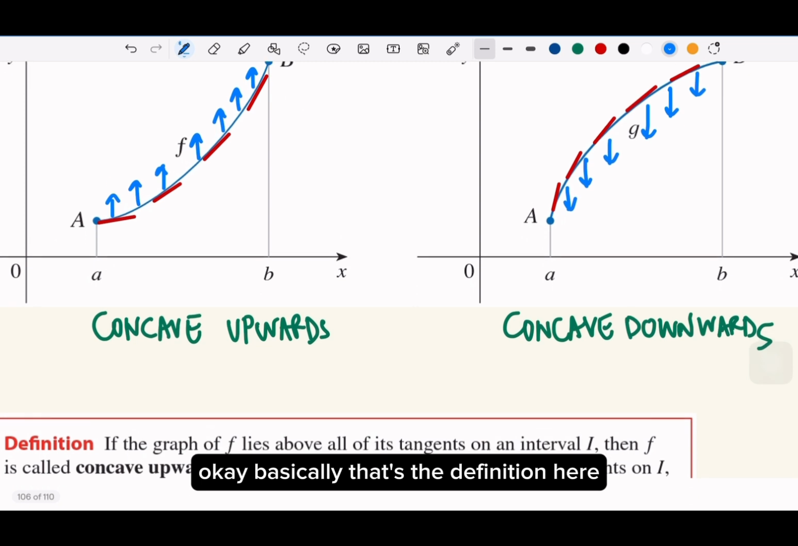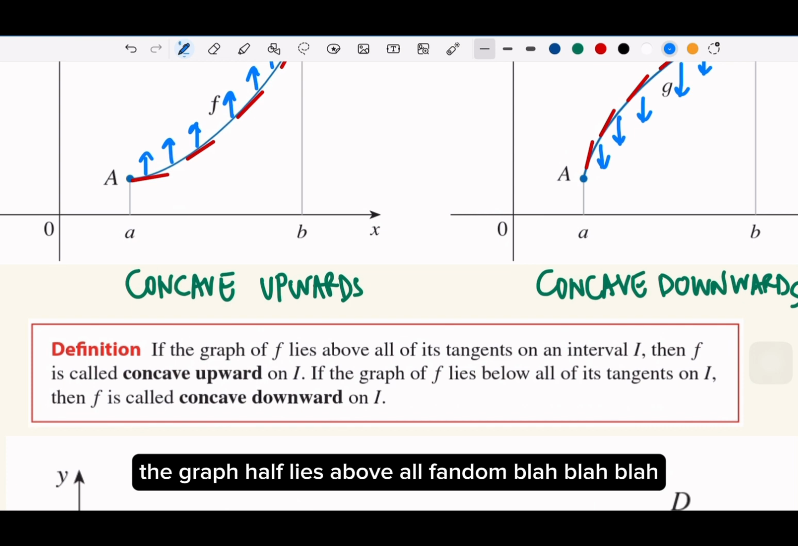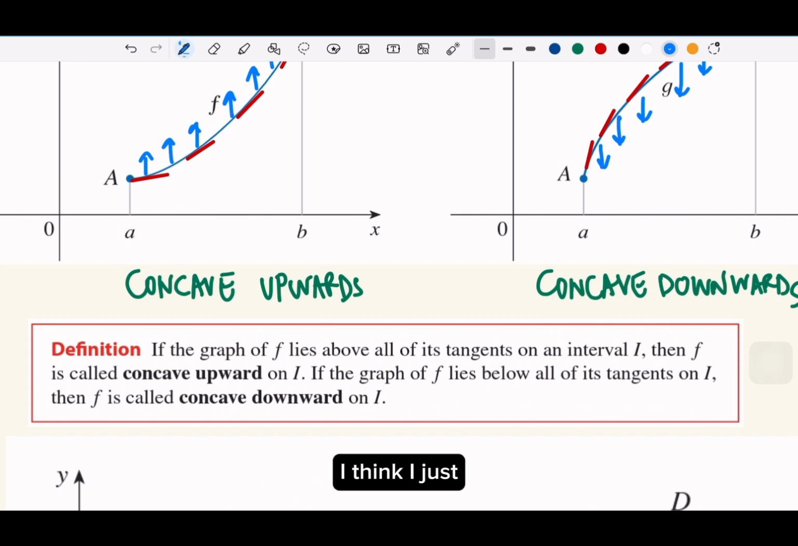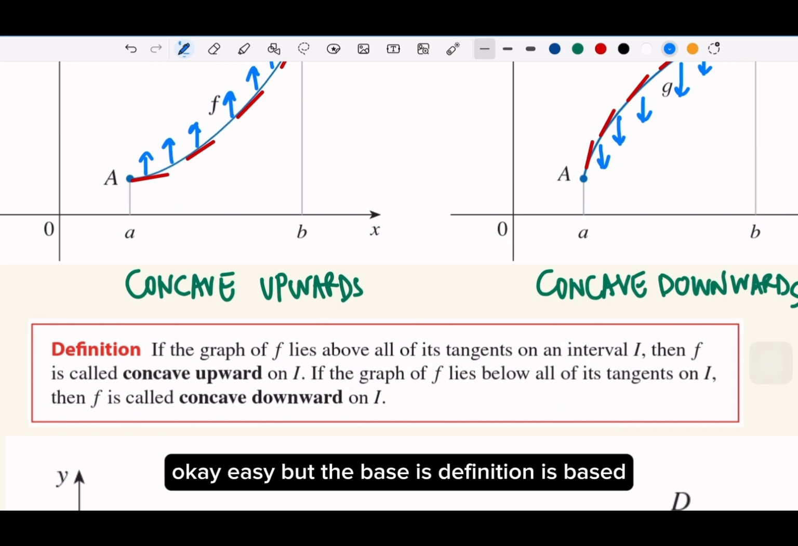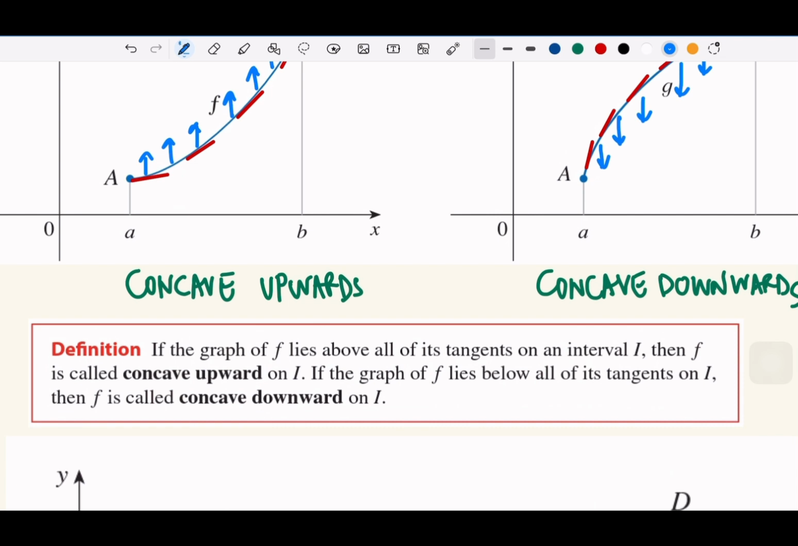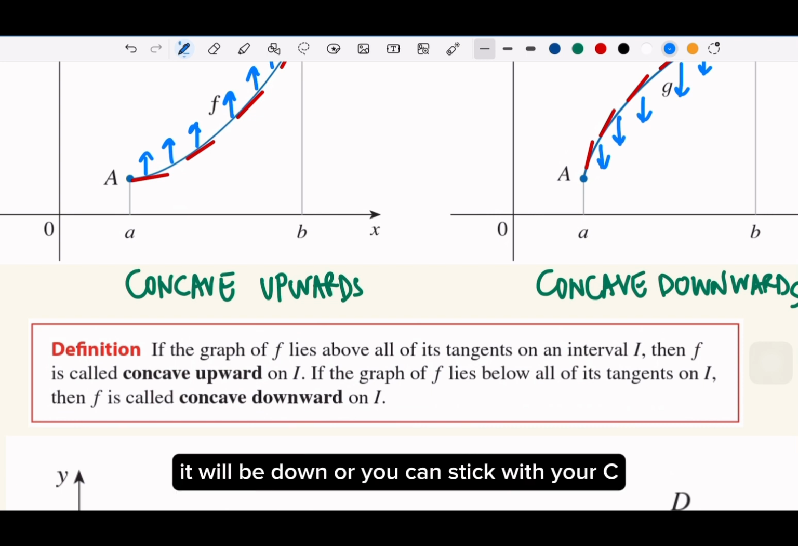Basically, that's the definition here. If the graph of f lies above all tangents, it's concave upward. But I think that's too many words, not necessary to memorize. You could just see it as upwards, downwards. Easier. But the basic definition is based on the tangent. You compare the curve with the tangent line. If the tangent is below, then concave upward. If the tangent is on top, it will be downward. Or you could stick with your C.